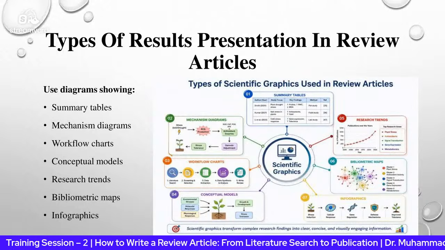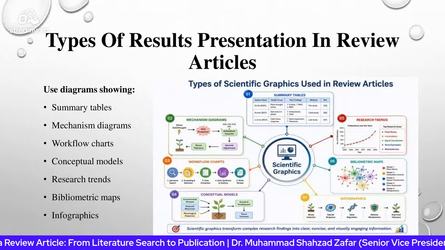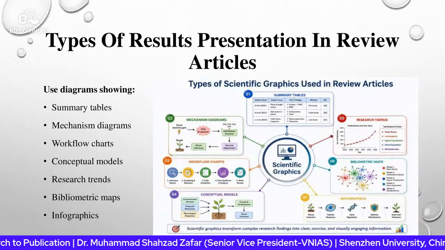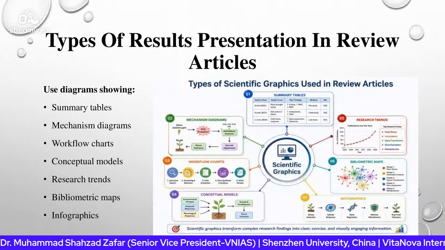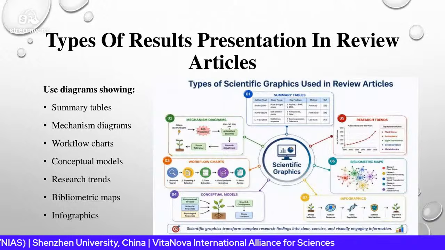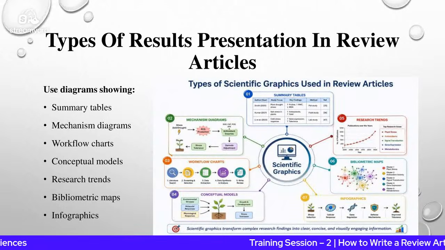If we move forward, then the types of results presentation in review articles. In how to present the results in review articles, number one, summary tables are useful when we want readers to compare many studies quickly. For example, author, year, methodology, sample size, and major findings.